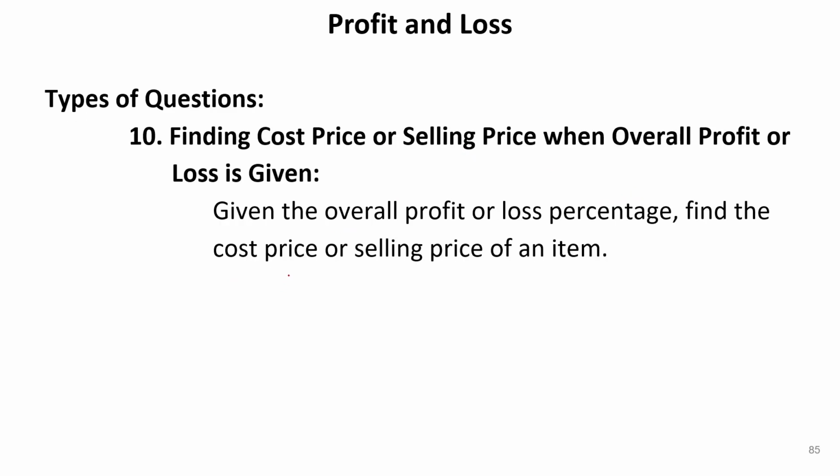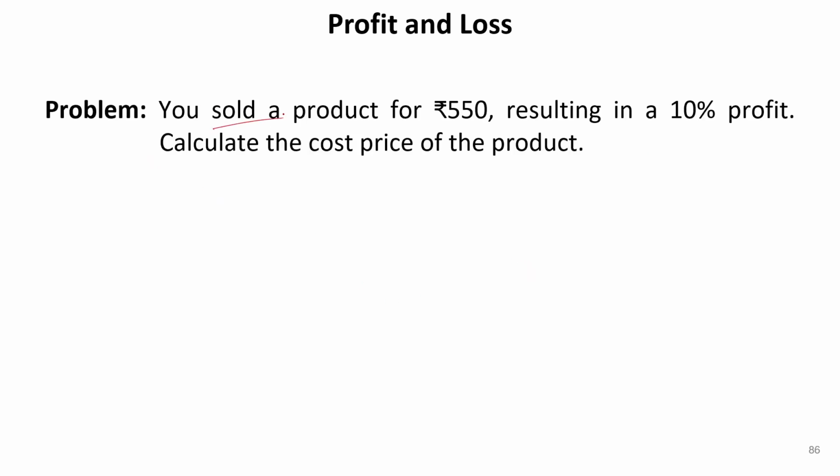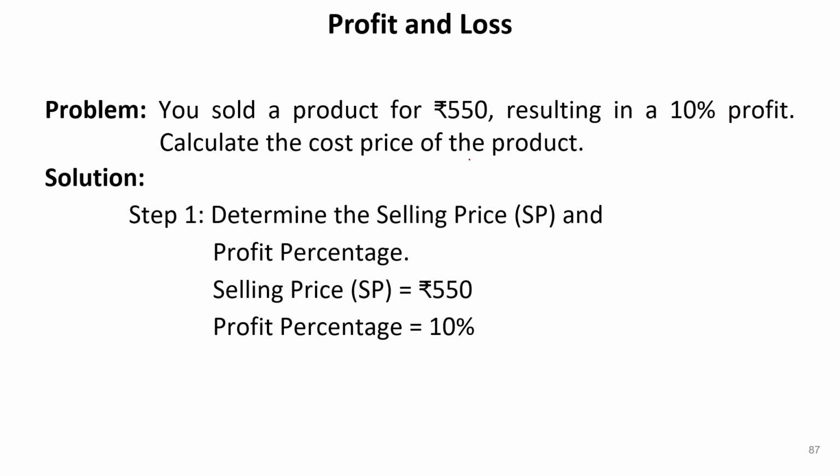So let's see the 10th kind of problem: finding cost price or selling price when overall profit or loss is given. Given the overall profit or loss percentage, find the cost price or selling price of an item. So let's see a problem. You sold a product for 550 rupees, resulting in a 10% profit. Then calculate the cost price of the product.